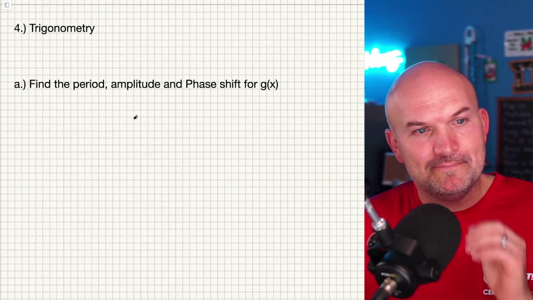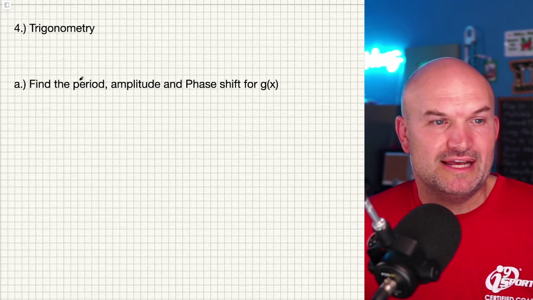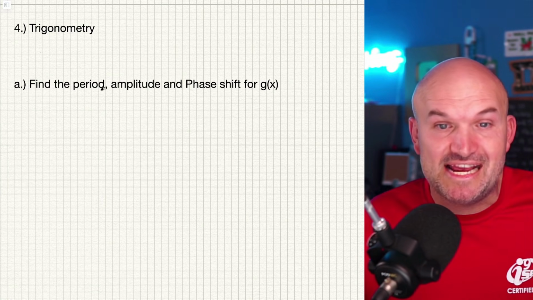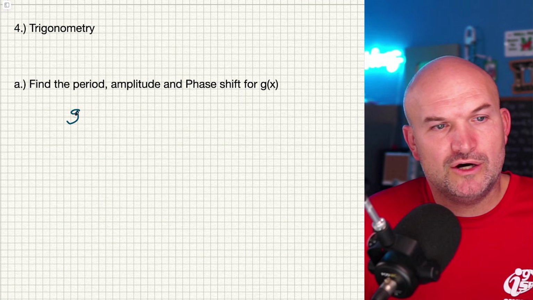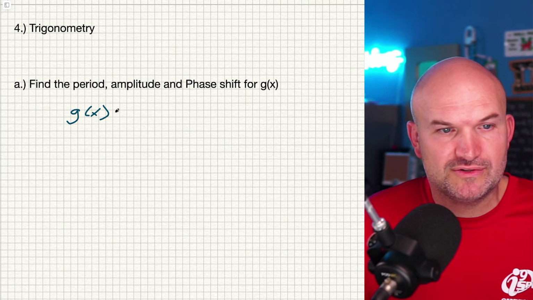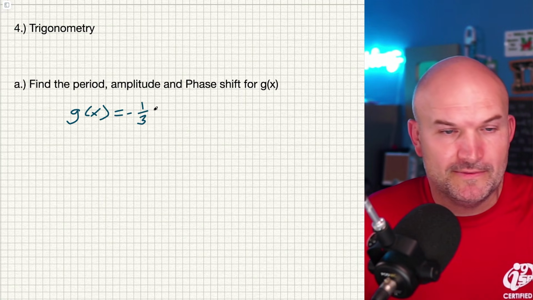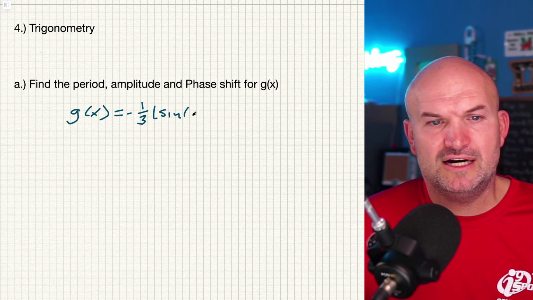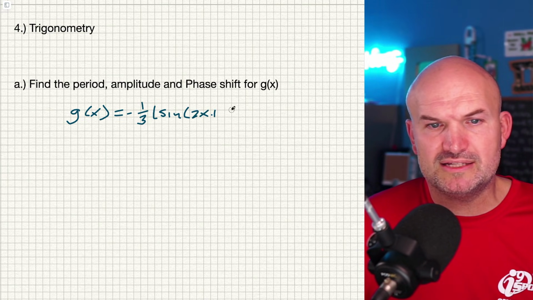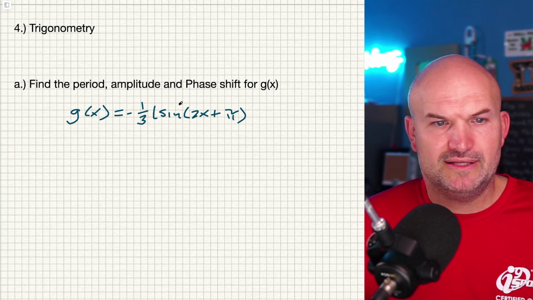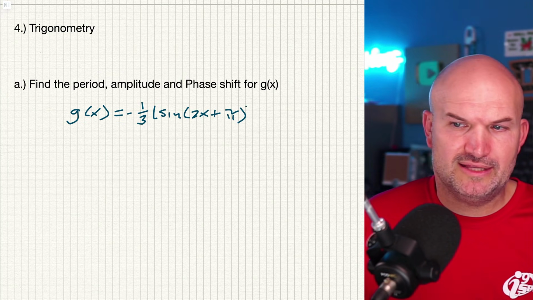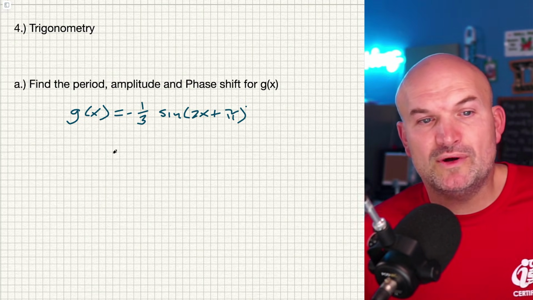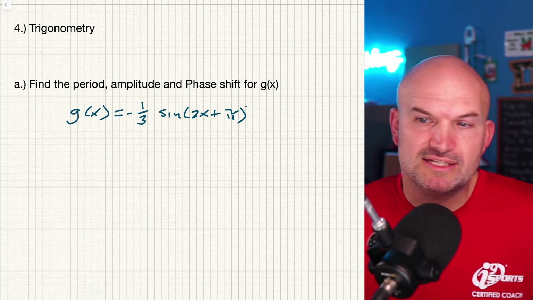But this is the last topic we're going to cover on this one. So I have trigonometry. Find the period, amplitude, and phase shift for g of x. Let's give a g of x that's going to have all three of those. So let's do -1/3 sine of 2x plus pi.